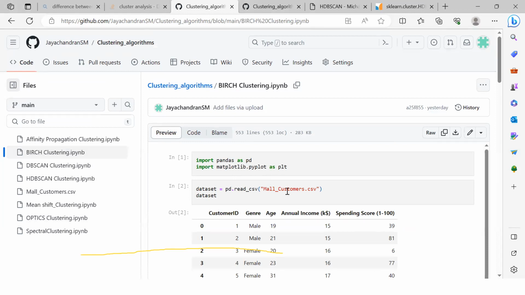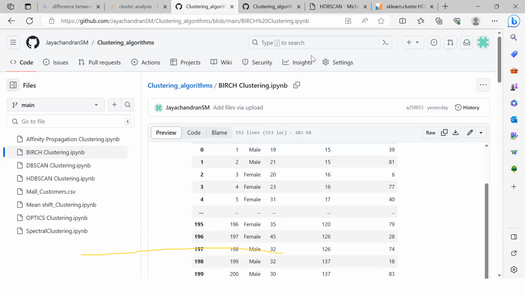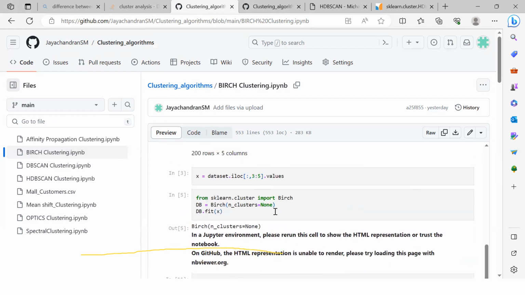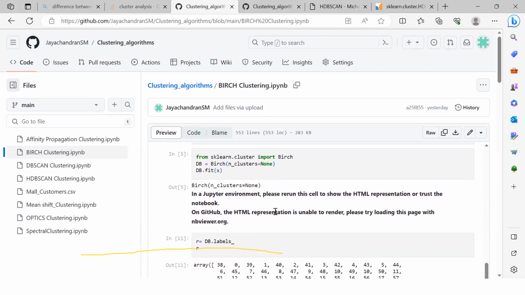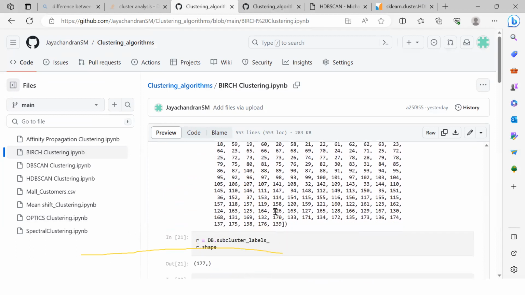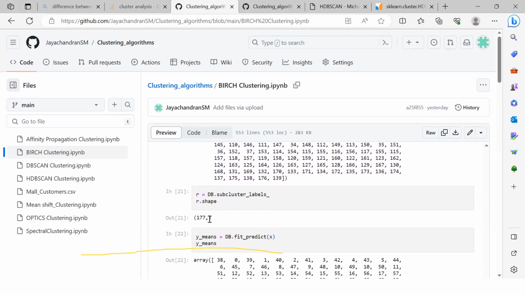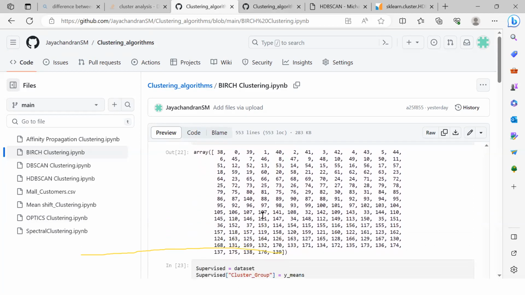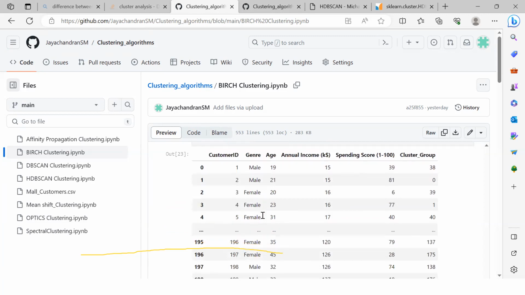So I just ran the data set. I went into this particular algorithm, Birch. The number of clusters is none because I do not want to determine it myself. I let the system take care of determining the clusters. So I created the labels. I got 177 subclusters. This is my predicted value, and then I'm trying to map it with my original data set. This is my cluster group.